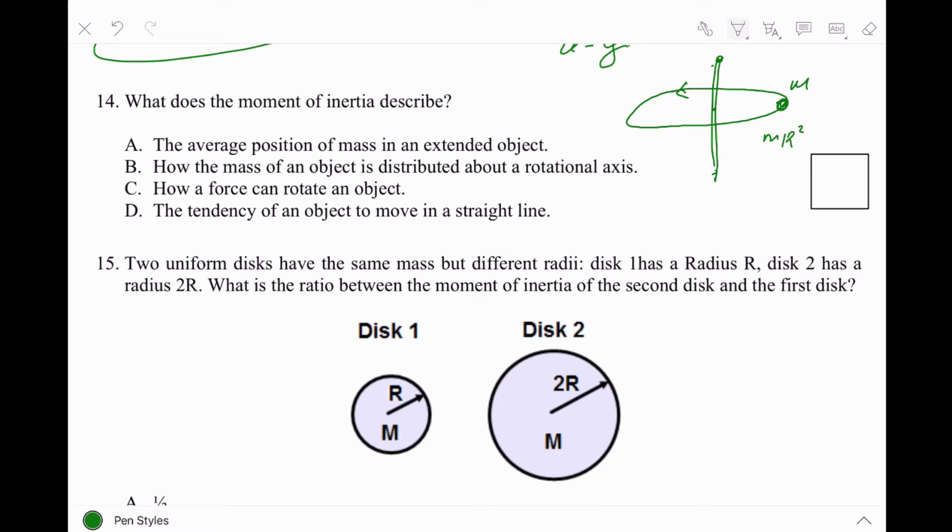So what does the moment of inertia describe? It describes how the mass of an object is distributed about a rotational axis. So the answer is B. Because if you have a disk instead of a point, your disk just has many different points. Can you see it? So it's just how those masses are distributed.